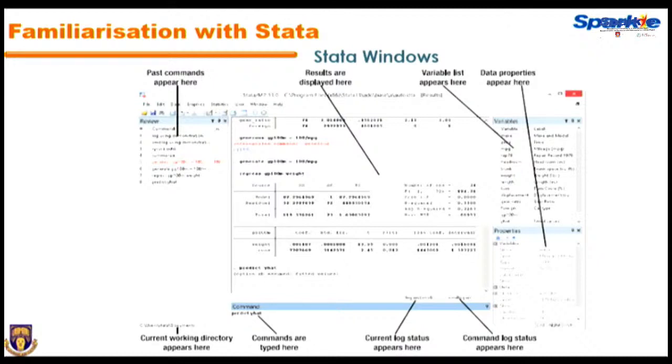This window is where you see your variables. You see the name of the variable, you also see the label of the variable. It's important that we know the difference between name of variable and label of variable.